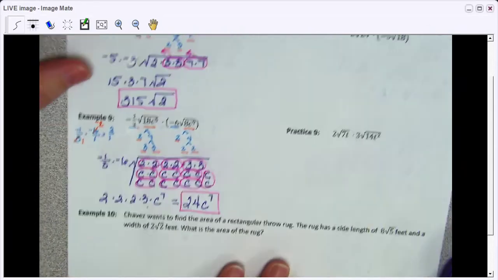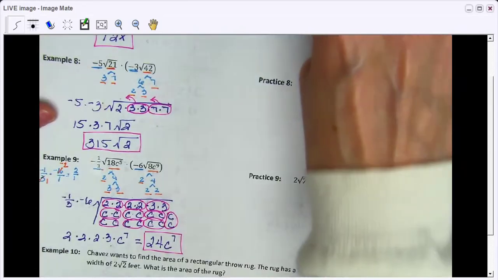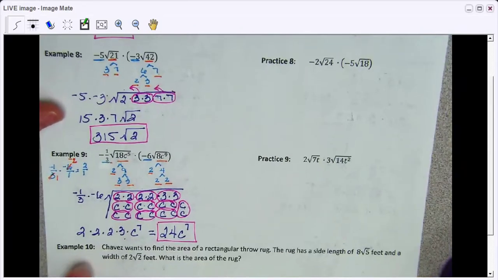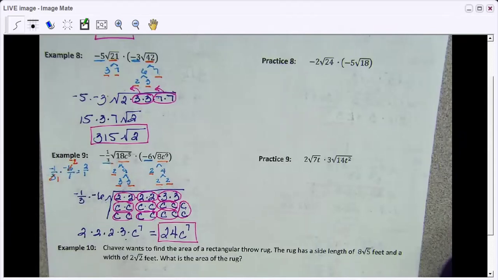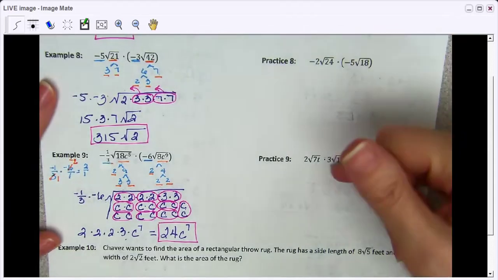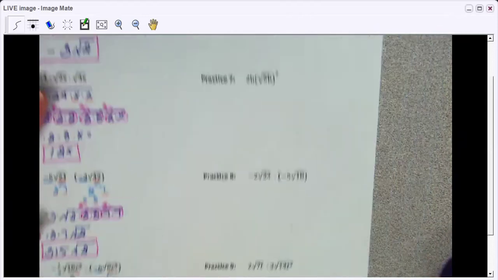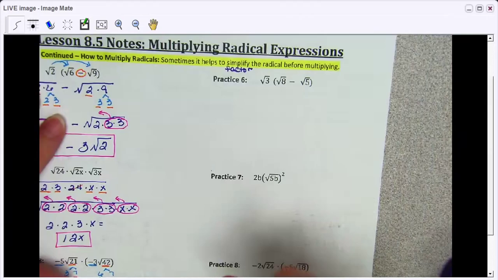At this point, I'm going to have you do 6 through 9 practice, and then I want you to try example 10 on your own. I want you to try to figure out how to set that up. When we come back, 6 through 9 will be completed, and then I'll work on example 10 with you. Okay, so I'm going to pause the video, and when we come back, you're going to see the answers.